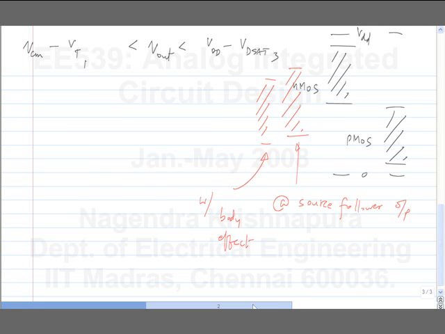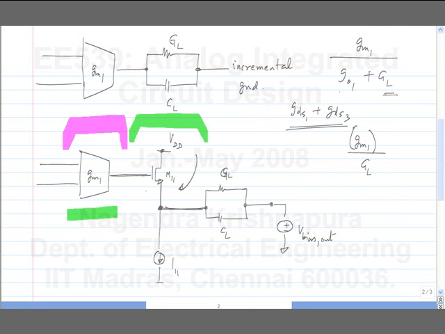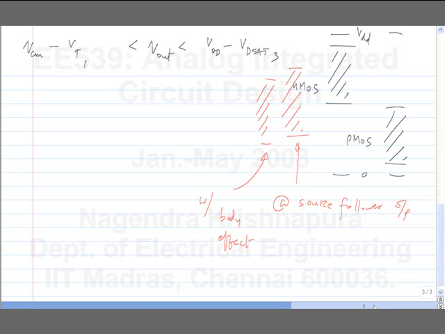Can you use it? How will that work? That will not even work, right? Because the output of the PMOS varies in this range, the first stage, this part of it.